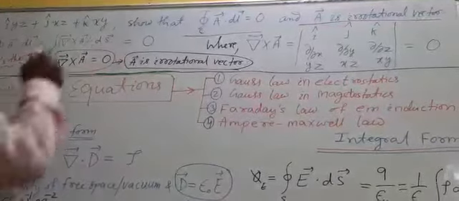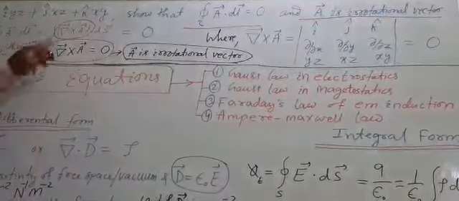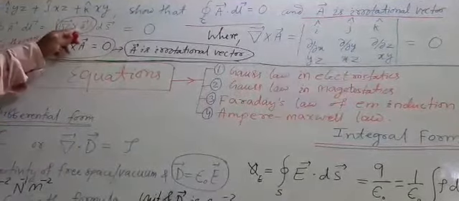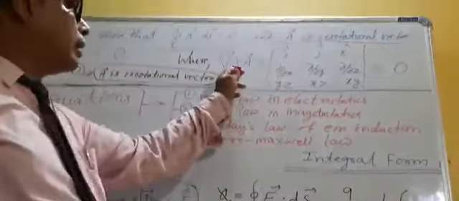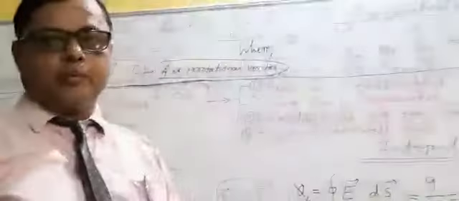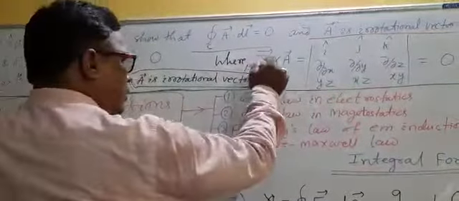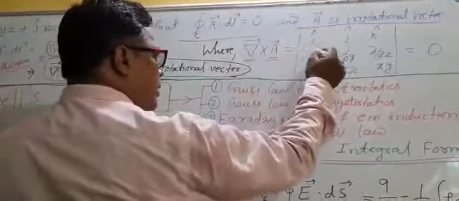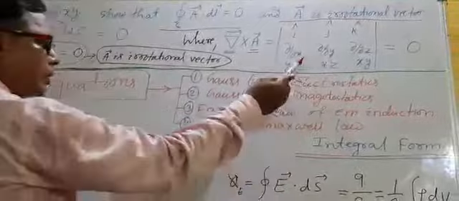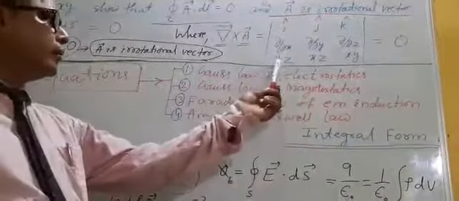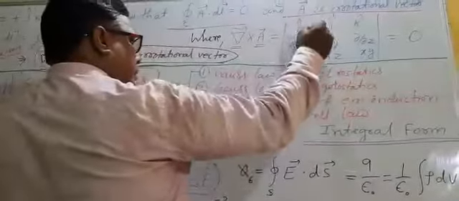How is it 0? As per the formula, you first find curl A. So what is curl A? You have to find it by the determinant method. Curl A is written as a determinant: i cap, j cap, k cap, del by del x, del by del y, del by del z, then yz, xz, xy.